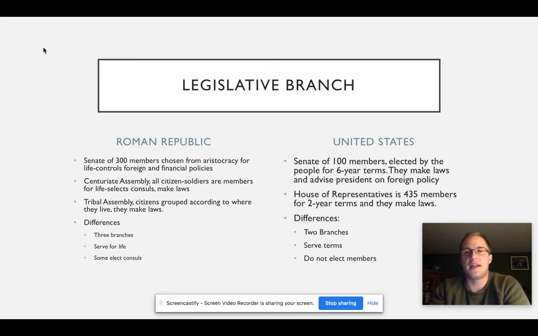All right, so in the United States, we have a Senate of 100 members. They are elected by the people for a 6-year term, and they advise the president on foreign policy. So that's similar to the Roman Senate. The House of Representatives is 435 members, and they serve 2-year terms. Remember the Great Compromise? We have a bicameral legislature, which means two houses, right? So differences: there are two branches in the United States compared to three in the Roman Republic. The United States has set terms, and the Roman Republic serves for life.